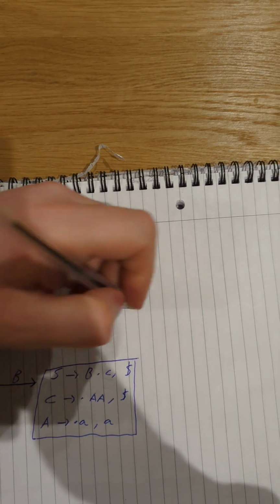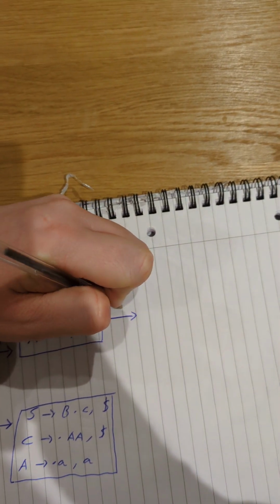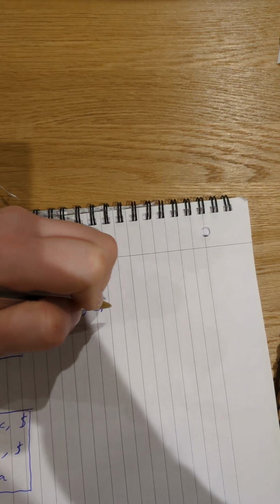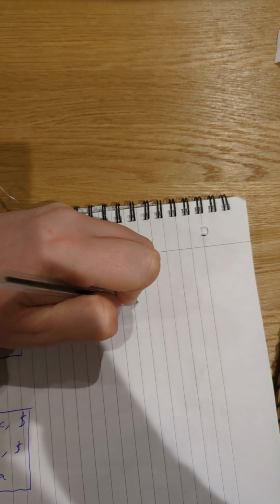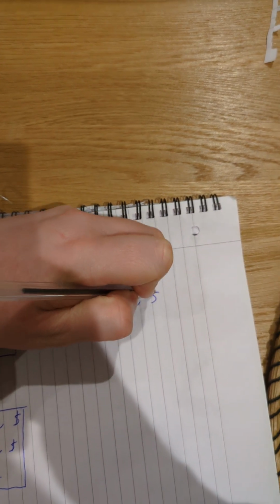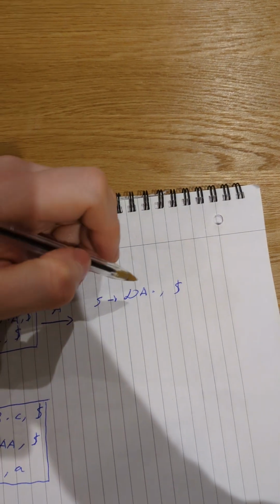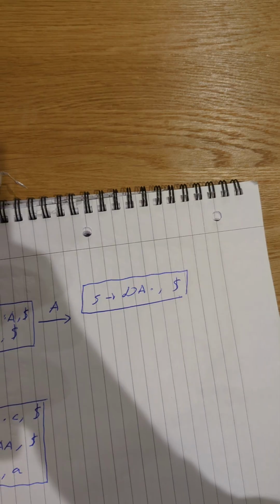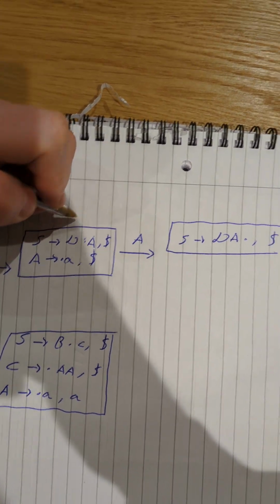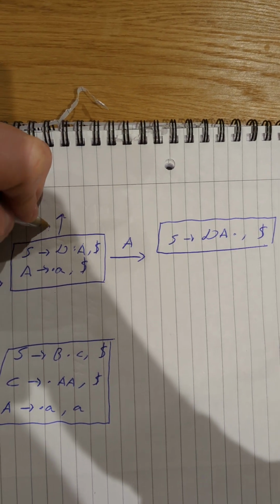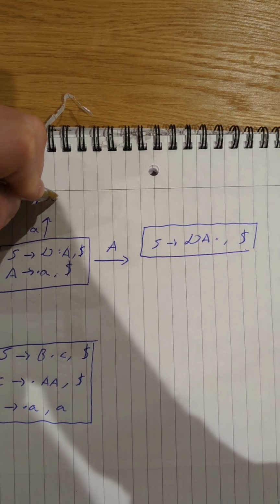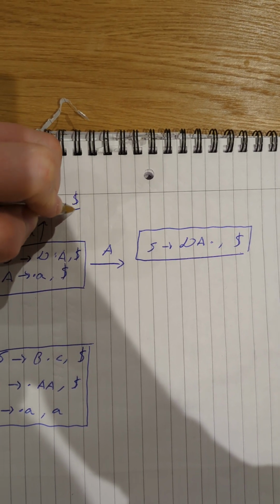We can get an A, in which case our expansion is S goes to DA dot, and our look ahead symbol is $, copying that over. There's nothing to expand it to, so we draw a box around it. And that's another item set, or we could also get an A, in which case we're going from A to A dot and $.